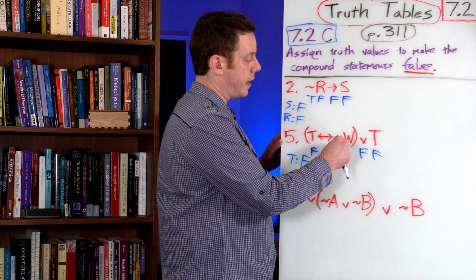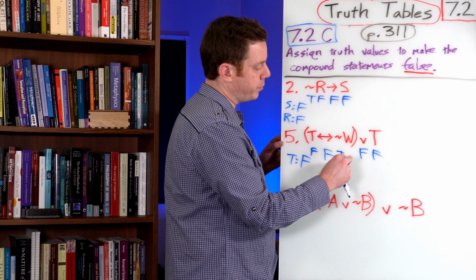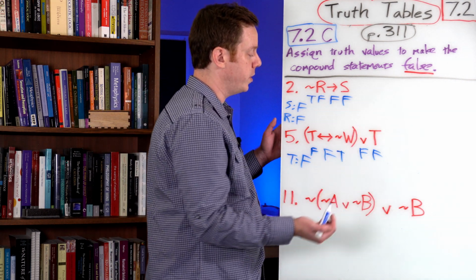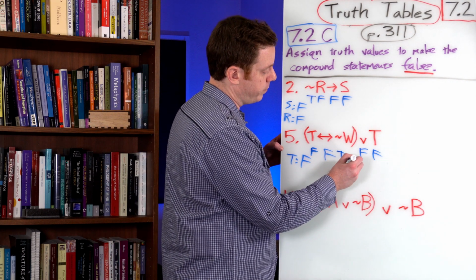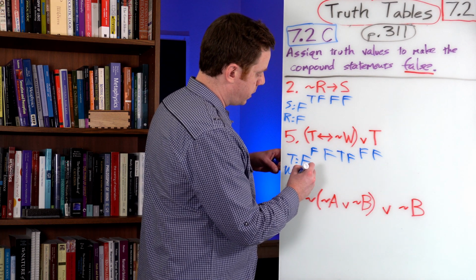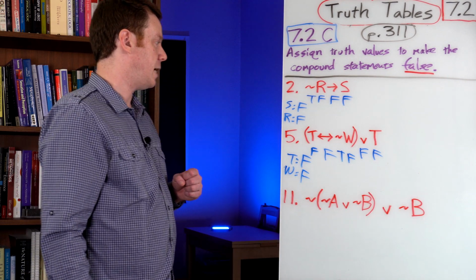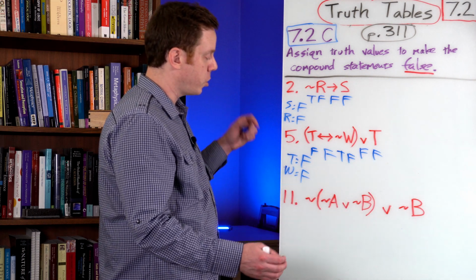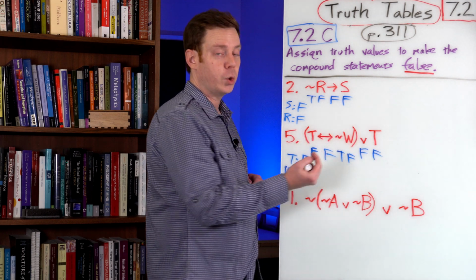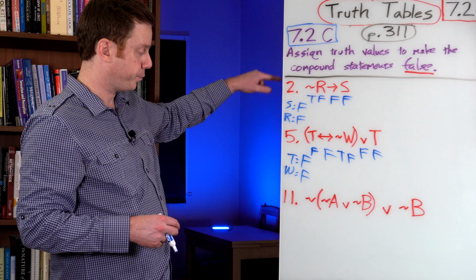Now, the right side is not W. So that means not W is true. So if not W is true, W itself has to be false, right? So now we figured it out. W is going to be false. And that's all of our atomic statements in that compound statement. So when T is false and W is false, that makes this whole compound statement false. Good. We figured that one out.